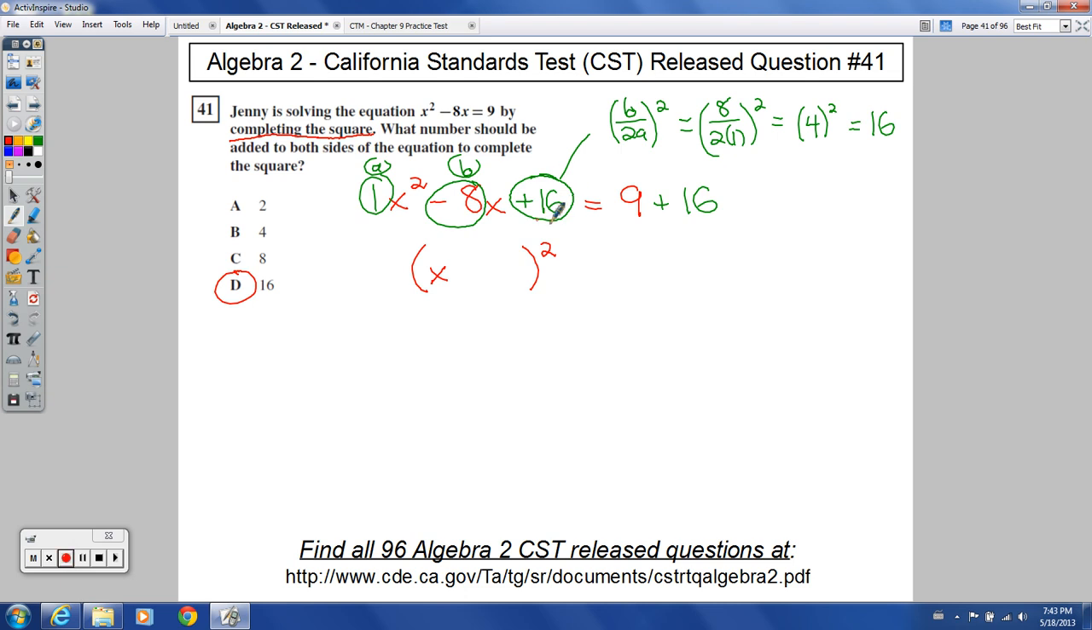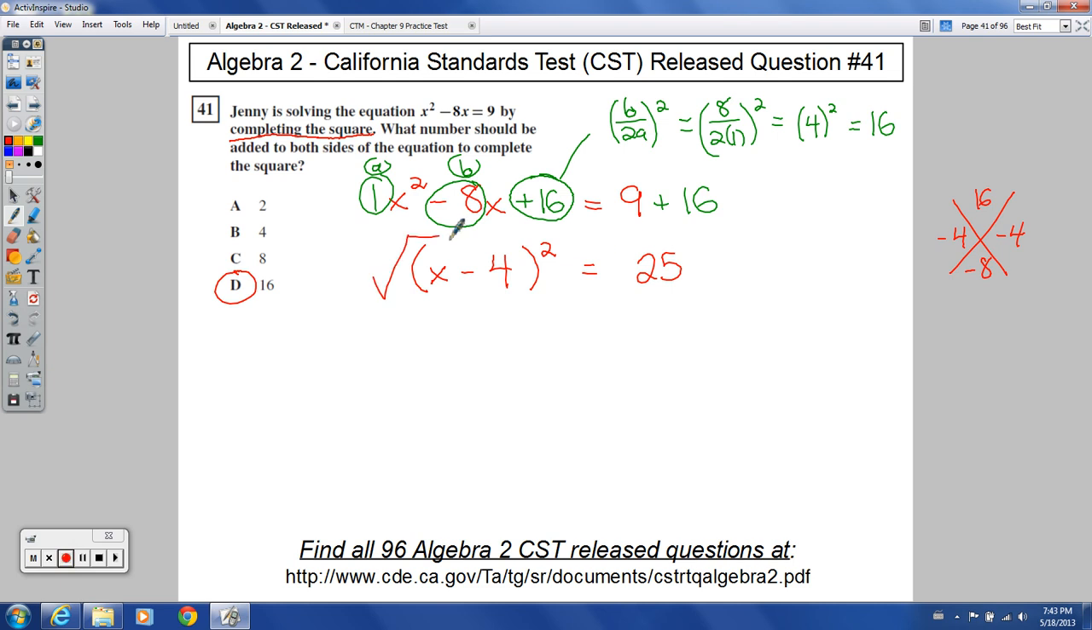And so what's going to be the right factorization of this? I can think of two numbers that multiply to positive 16 and add to negative 8. It would be negative 4 and negative 4. And so I'd have x minus 4 times itself, in other words, x minus 4 squared. There I have completed the square. By doing so, I have something times itself that's going to equal this side, which is 25.